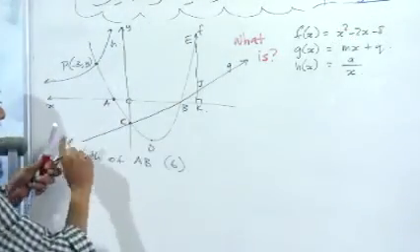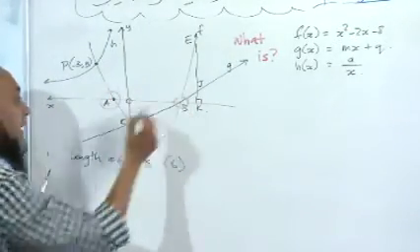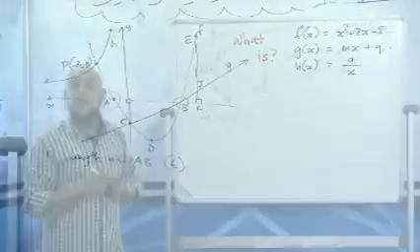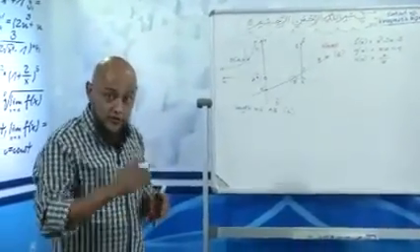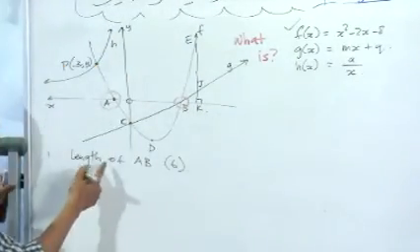So what is A? What is B? A and B are what? They are your two x-intercepts. Your x-intercepts of what? Of your straight line? No. They are the x-intercepts of your parabola. So now we go to our parabola.